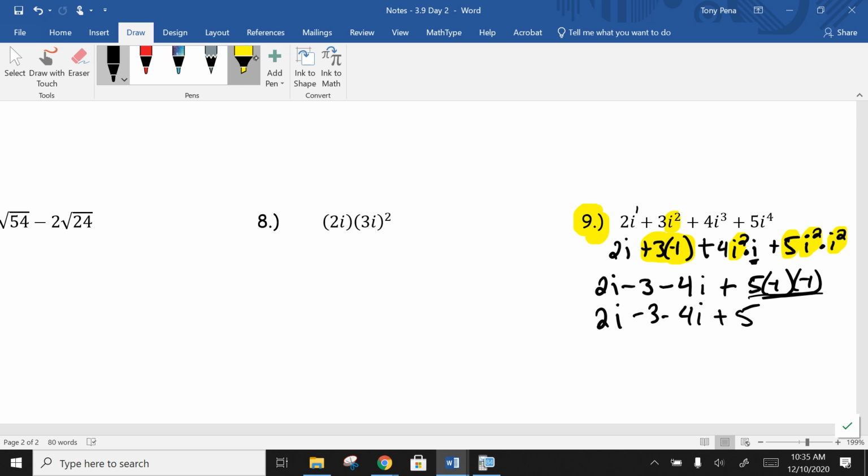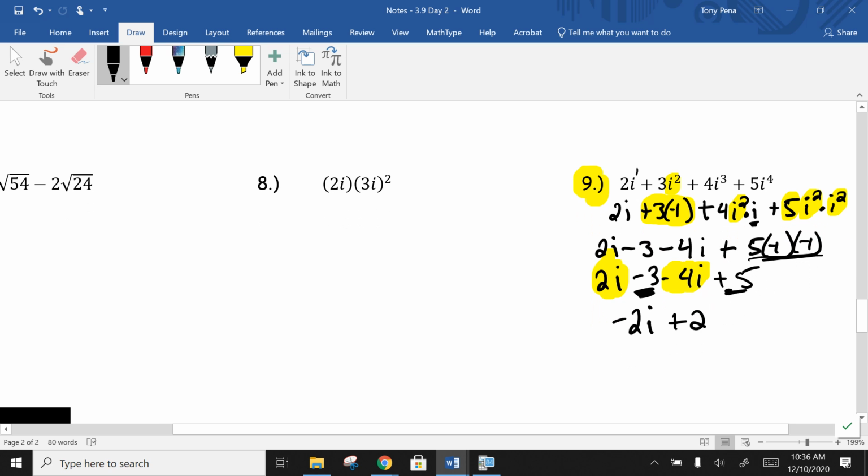Add your like terms. So we have i's that are like terms. So you're going to do a +2 and a -4, so -2i. And then we also have a -3 + 5, which is 2.